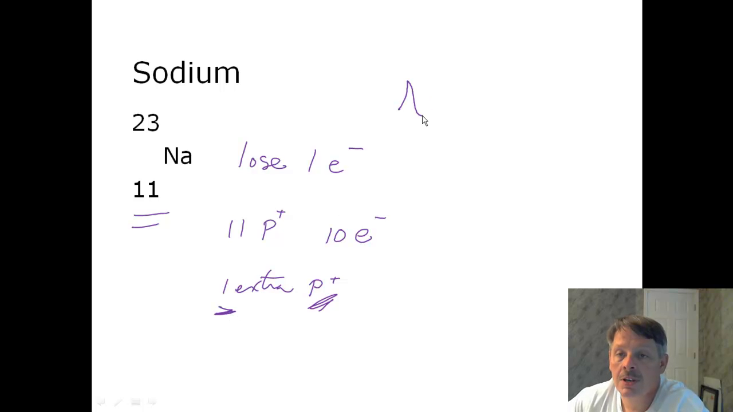So I would write this as Na with a plus sign. Now you could write 1 plus, or you can just write a plus sign. It really doesn't matter. But it currently has a 1 plus charge.